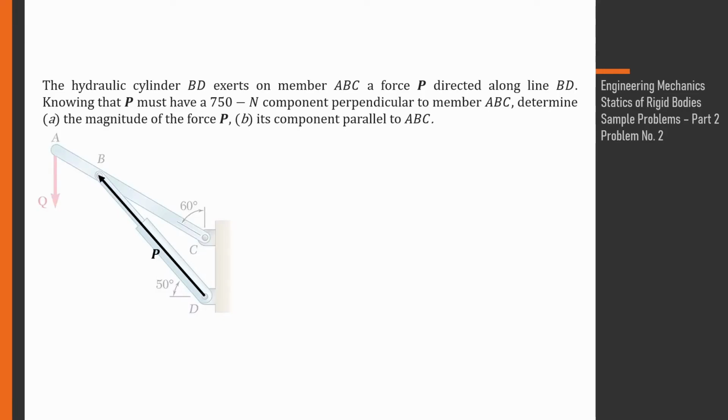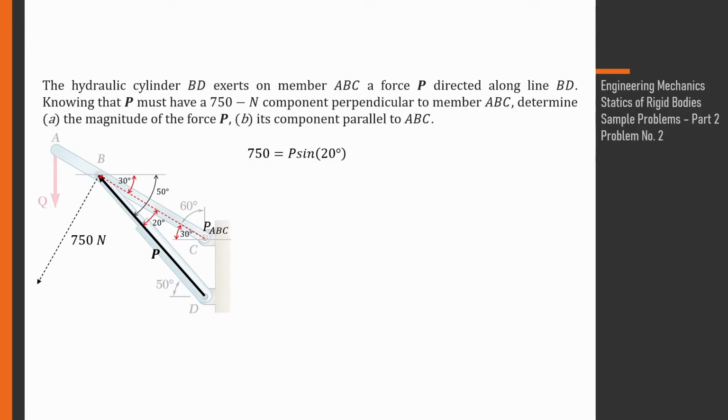Here's the force P directed along line or member BD, and then it has a horizontal component perpendicular to member ABC, which is a magnitude of 750 newtons, and then a component parallel to ABC, which is unknown. And then we have this alternate angle, which is also 30 degrees, then 30 degrees. And then the angle between the force P directed along line BD and the member ABC is 20 degrees.